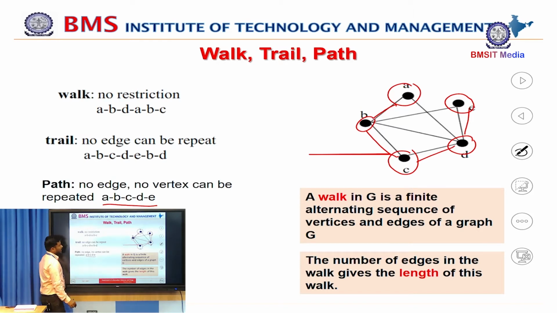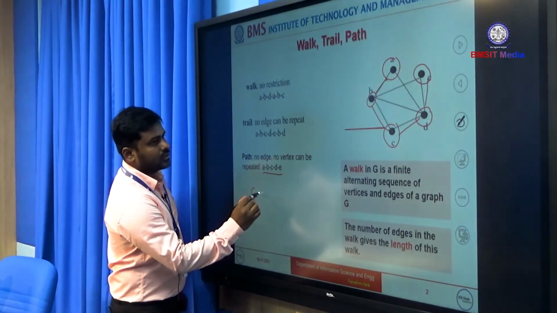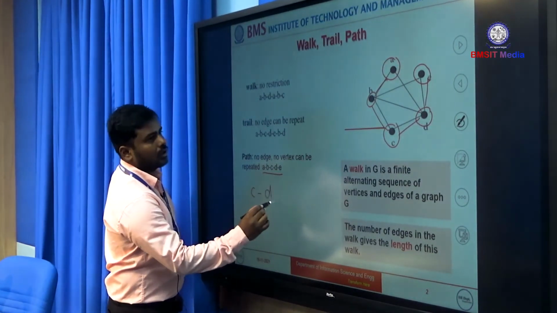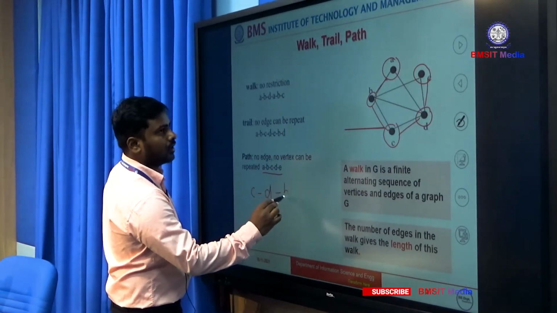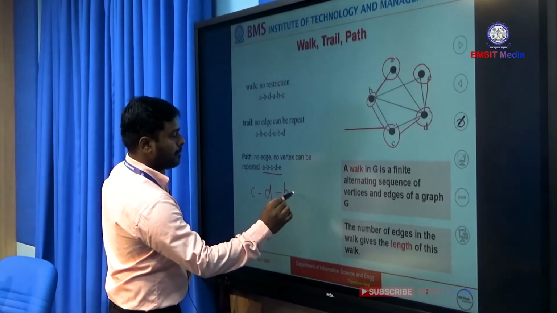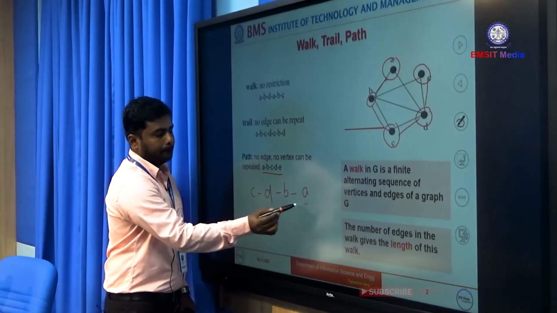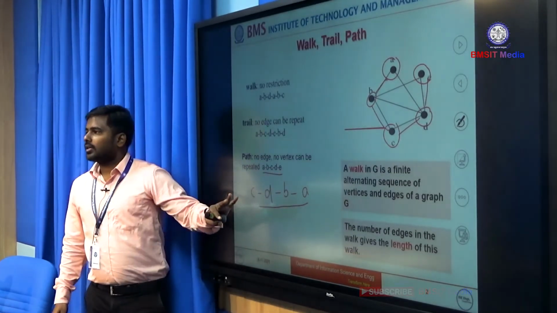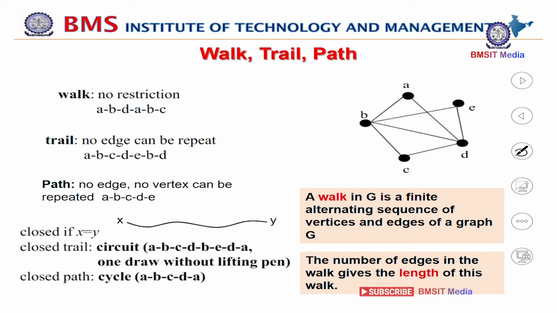Let us see another example. I will start with C, D, B, A. We can call this a path because there are no edges and vertices repeated. Now, let us see what a closed walk and an open walk are.